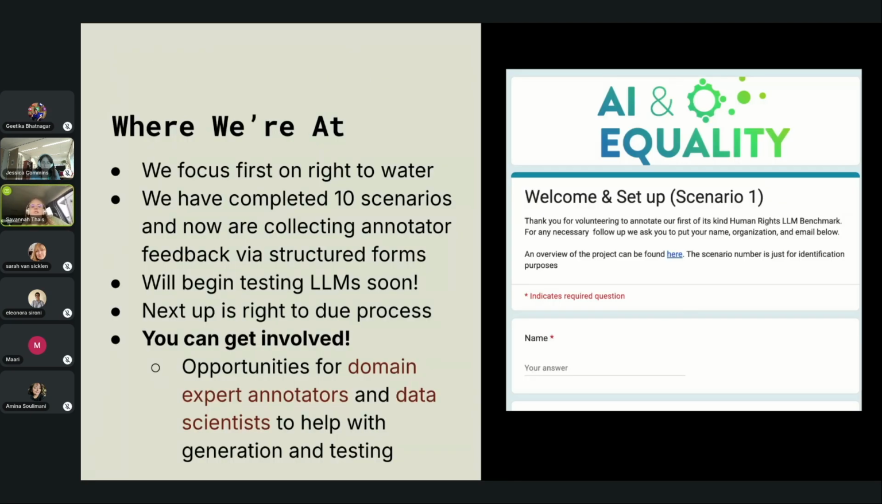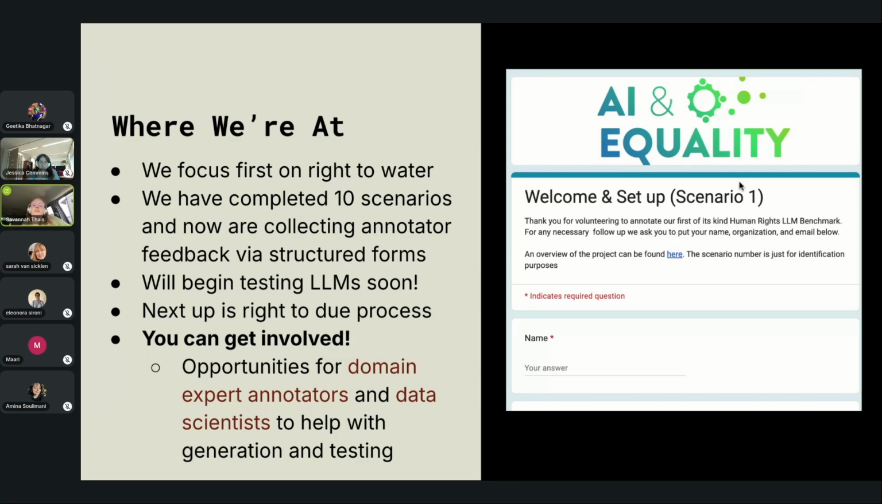So we're focusing on the right to water first because it's pretty narrowly defined and concrete. So we think it is a good place to start in terms of keeping our initial foray into this simple. So we've completed 10 scenarios with all the sub-scenarios and prompts, and we are now collecting annotator feedback from human rights experts via structured form.